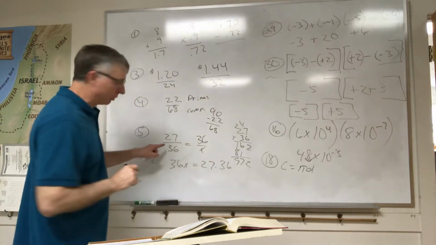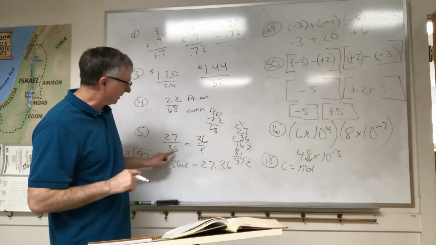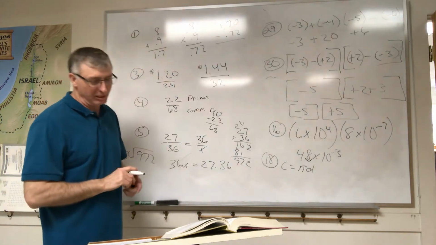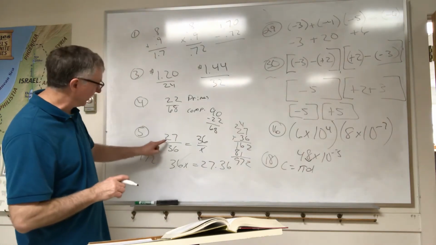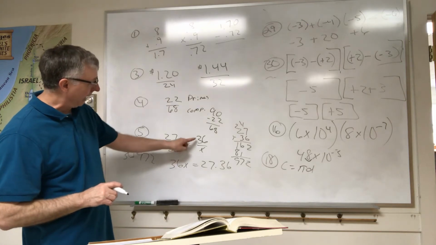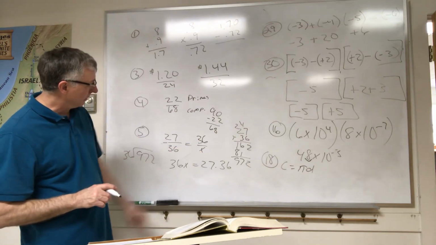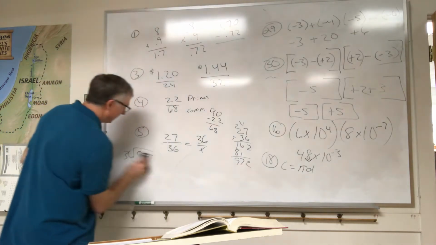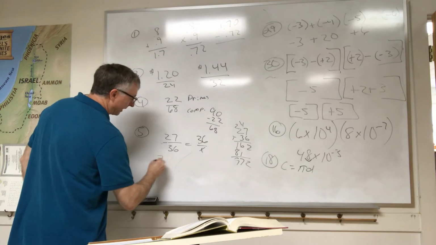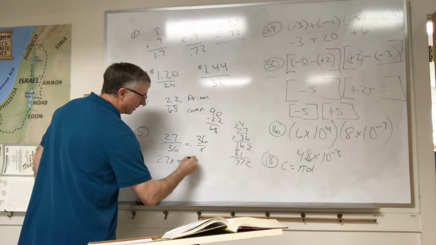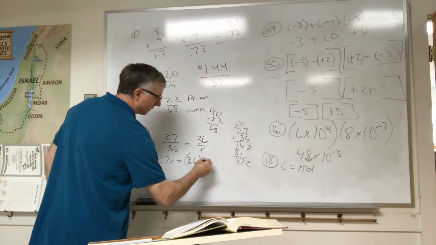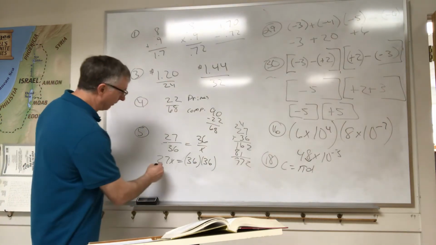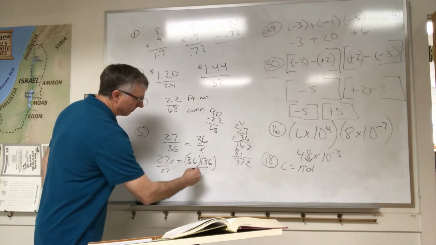Number 5, 27 is to 36 as 36 is to what number? So again, watch your position, how the numbers are stated. 27 is to 36 as 36 is to what number, right? So 27x is equal to 36 times 36. 36 times 36, get that number, and then divide both sides by 27.